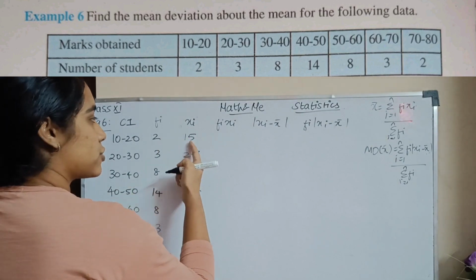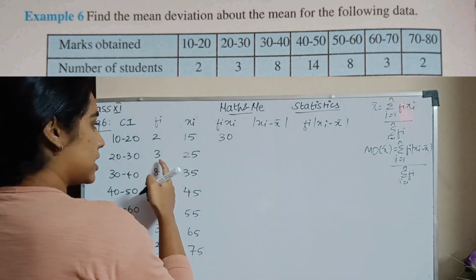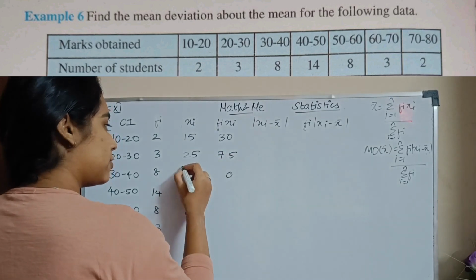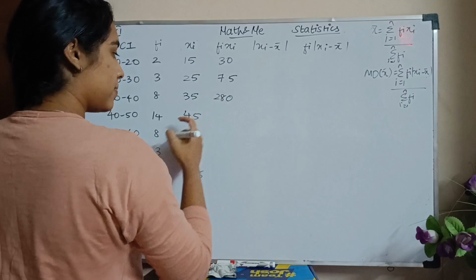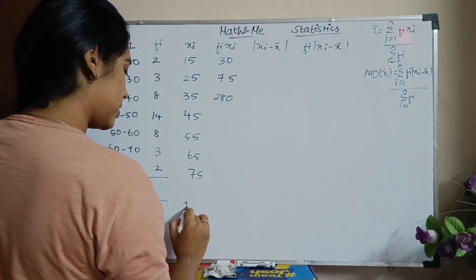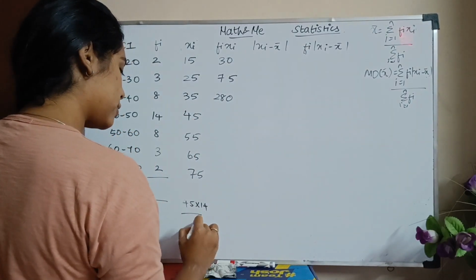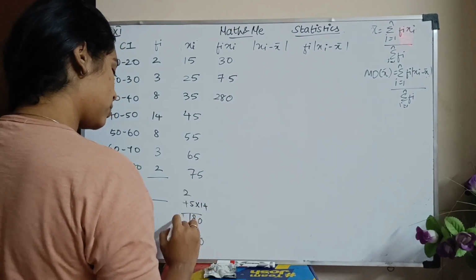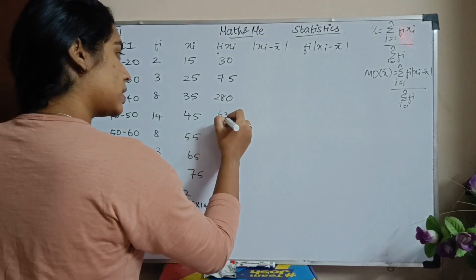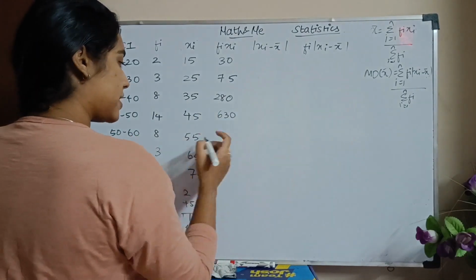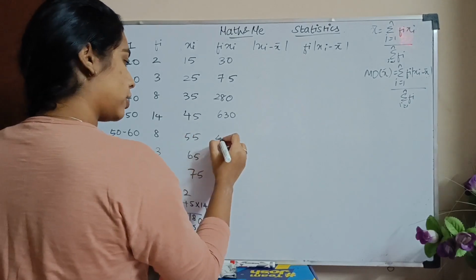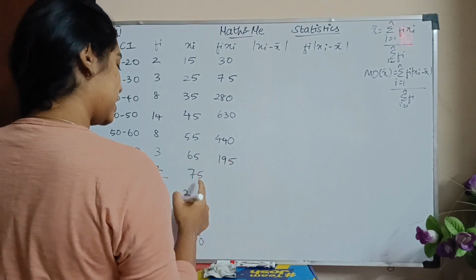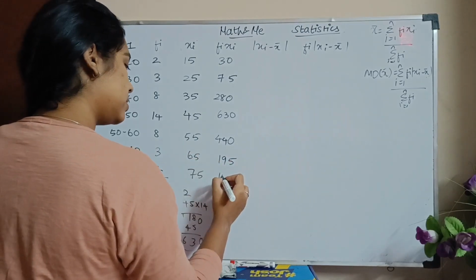I need to multiply these two values. So 15 twos are 30. 35 into 3, 25 into 3, which is 75. 8 fives are 40, 8 threes are 24, 28. 14 into 45. 45 into 14. 5 fours are 20, 4 fours are 16, 17, 18. 630. 8 into 55. 8 fives are 40, 8 fives are 40, 44. 3 fives are 15, 3 sixes are 18, 19. 5 twos are 10, 7 twos are 14, 15.